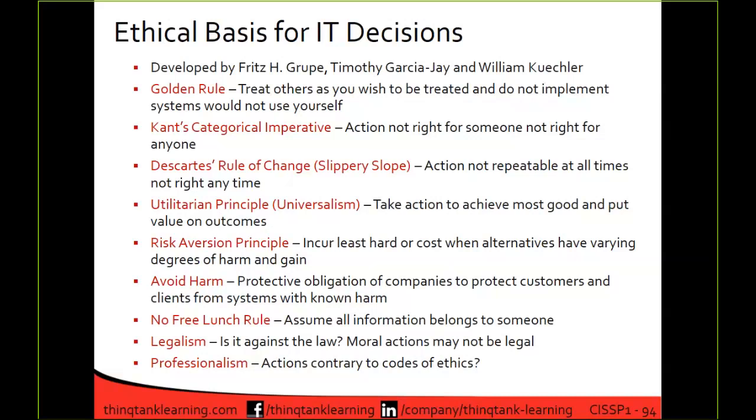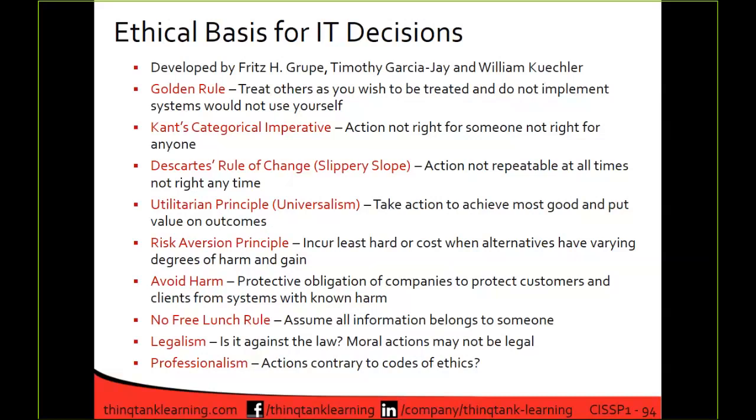I don't know what that means. Let me rephrase that because that's not written very well. Incur least harm or cost when alternatives have varying degrees of harm or gain. The concept that we're trying to say here, I'm going to have to reword that, is that you want to implement risk aversion techniques based on a scale of the harm that the risk will cause to your organization, individual, or property, and the cost of mitigating that risk, right? That's that risk aversion principle. We'll get into a lot more detail on that as we move forward through the rest of the lessons.